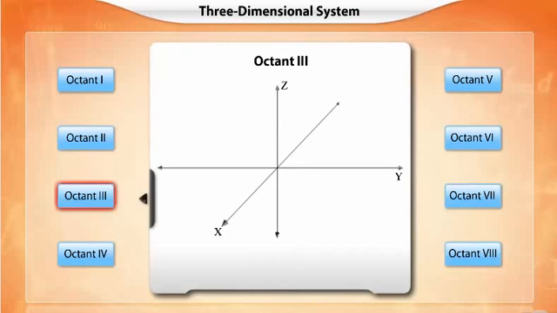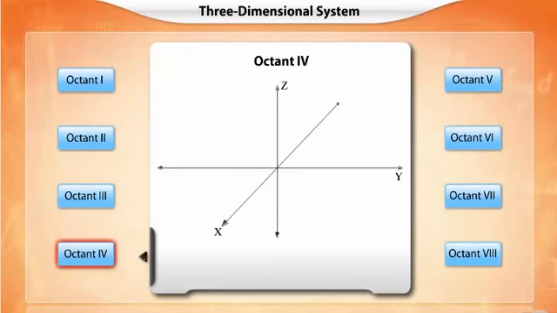Octant 3 is determined by the negative x-axis, negative y-axis and positive z-axis. As a consequence, any point in this octant has a negative x-coordinate, a negative y-coordinate and a positive z-coordinate.